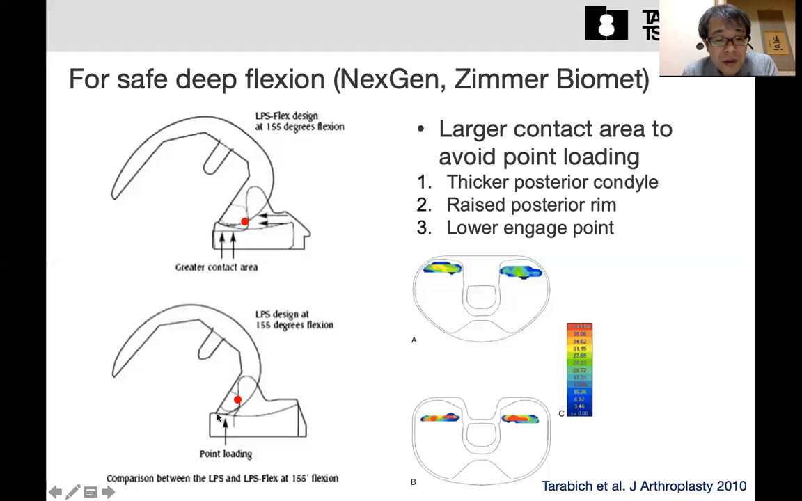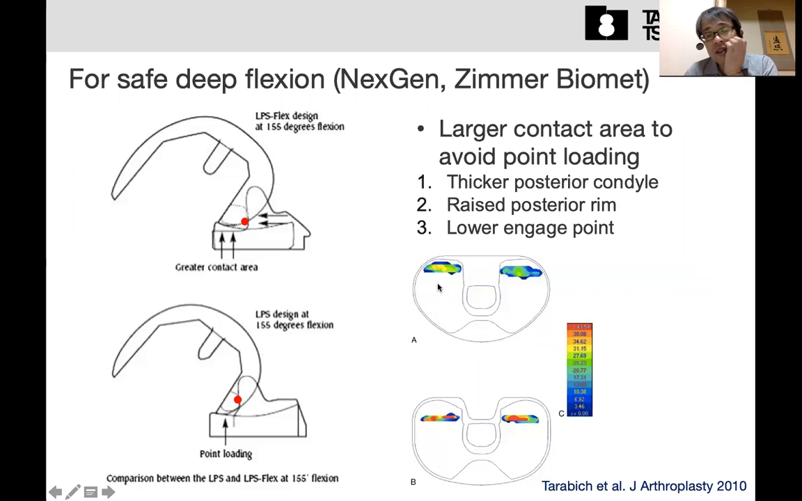This is the round shape. This is a little bit sharp shape, and on the rounded shape, the posterior condyle and posterior polyethylene are slightly lifted up. So that can induce a posterior movement and a larger contact point. This is a comparison between the high flex design and this is a standard design. The contact point comes to anterior and a very, very limited area. It implies that point loading is occurring in this situation.